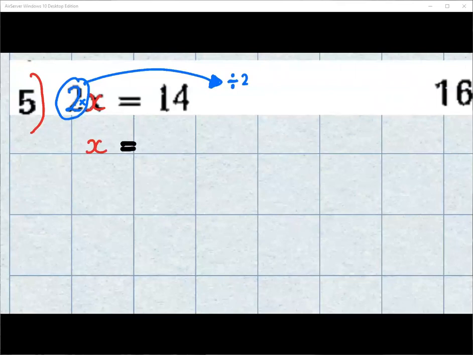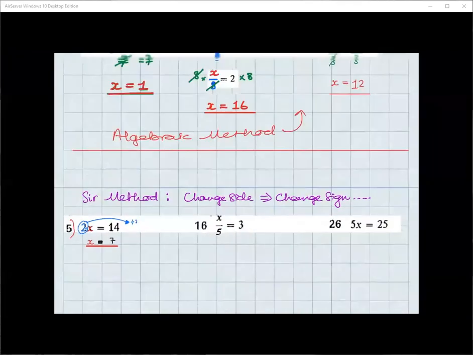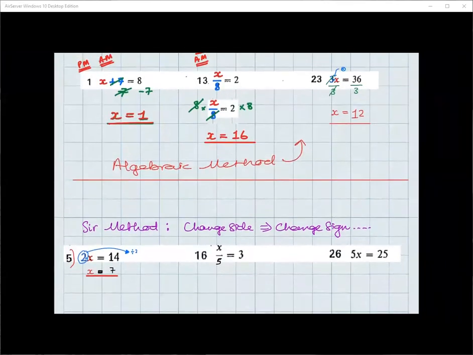And we've got 14 divided by 2 as the calculation that we need. What's 14 divided by 2? 14 divided by 2 is equal to 7. So x is equal to 7. Fantastic, lovely, done. Question finished. So as you can see from what we've done before, it's quite a quick, efficient method. You've only got one thing to do: move it, change it, done.